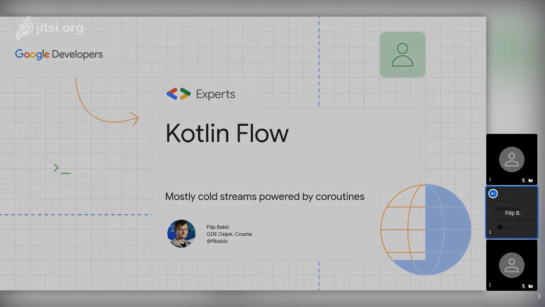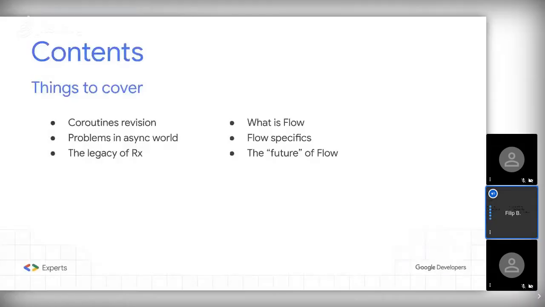So some of the things I'll be covering are coroutines in general. Of course, because Flow is powered by coroutines, I have to mention coroutines. And I guess that it's one of those buzzwords today. And even though it's a buzzword, some people may not really know what coroutines are and how they work behind the scenes. I'll talk about the async problems, or problems in the async world. So some of the things that we may see when we're working with an async API.